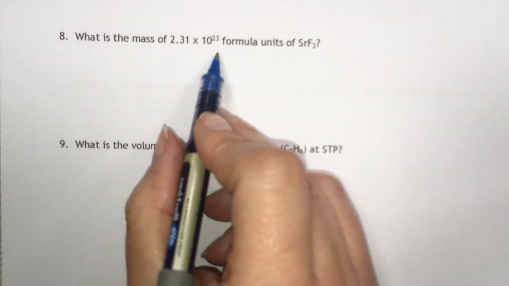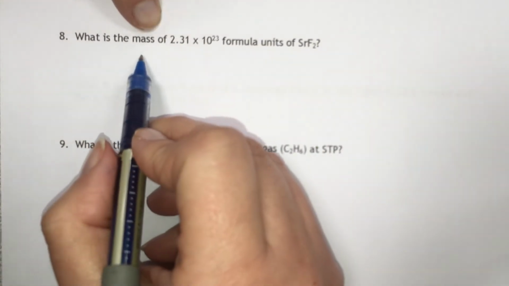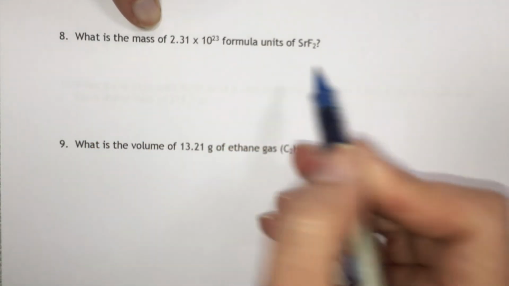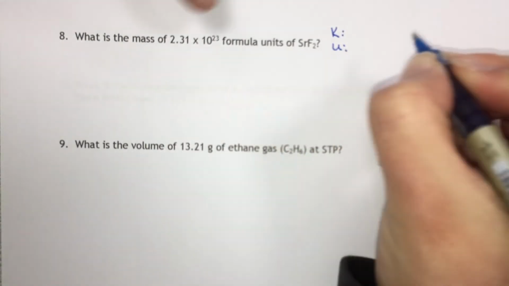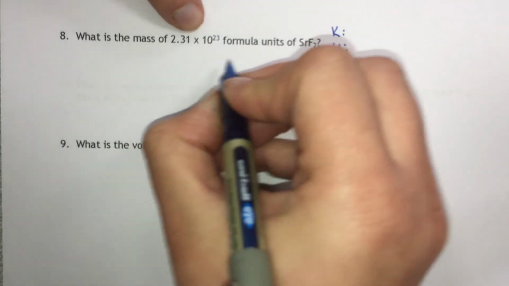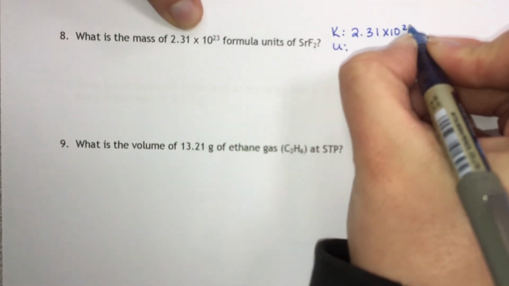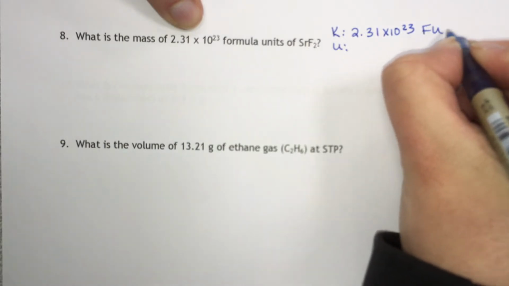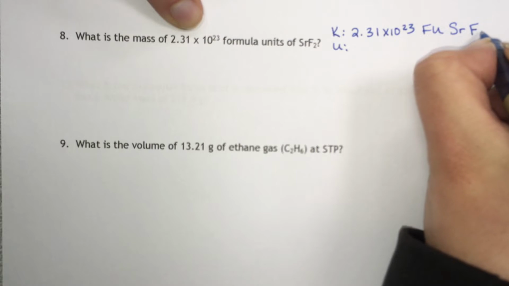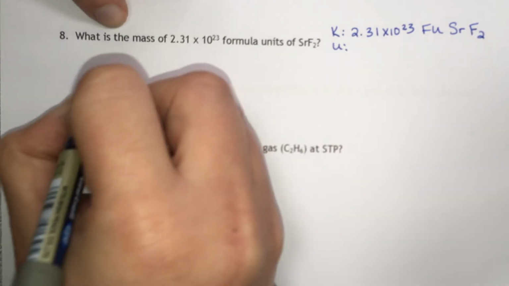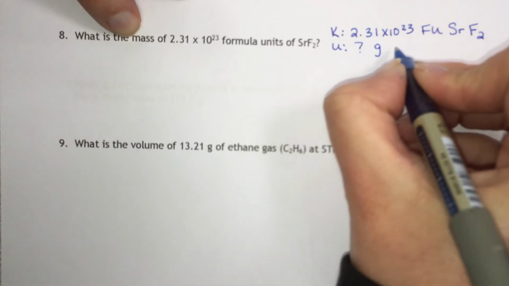All right, what is the mass of this many formula units? Again, we're not given moles, and we're not going to moles. So this is a 2-step conversion. We have known and unknown. The known is 2.31 times 10 to the 23rd formula units of strontium fluoride. The unknown is the mass.